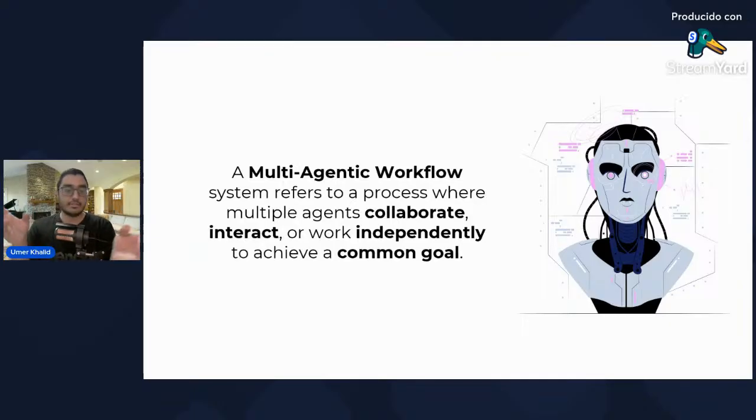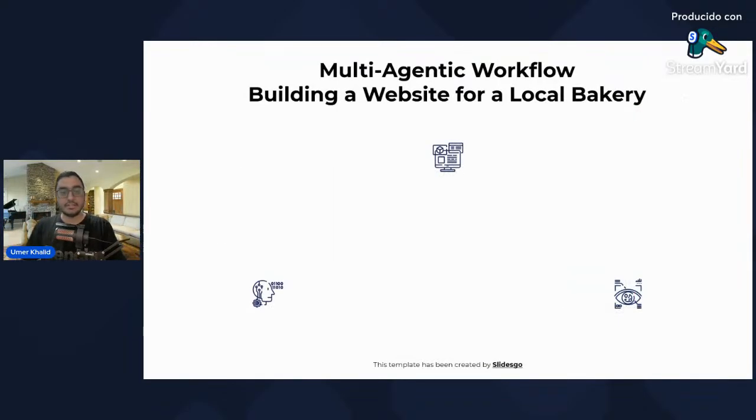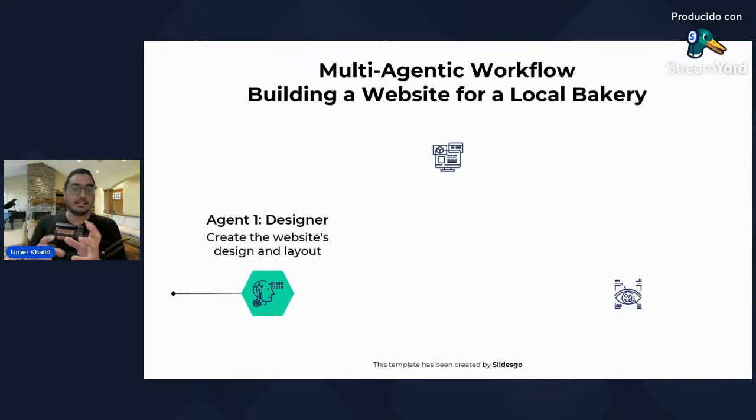The multi-agentic workflow system refers to a process where multiple agents collaborate, interact, or work independently to achieve a common goal. So basically you have an agent that does something, and then it gives an output, and then it passes that output to the second agent, and that agent processes the input, gives the output, and then passes it to the third agent, or back to the first agent. And then those agents collaborate, sort of like a company, to accomplish that particular task.